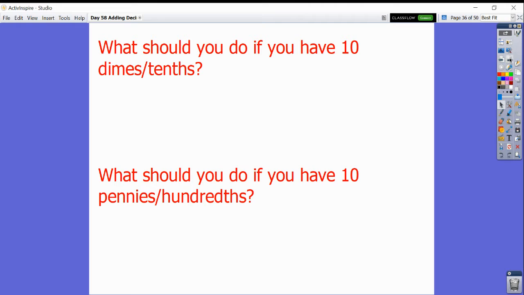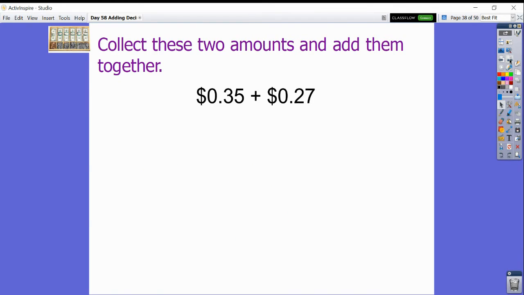What should I do if I have 10 dimes or 10 tenths? I should regroup it to one whole or one. What should I do if you have 10 pennies, also known as hundredths? Well, 10 pennies I could switch out as a dime or a tenth. I can regroup them to make it so I have less change to carry around and so that I don't have too many digits in one place value.